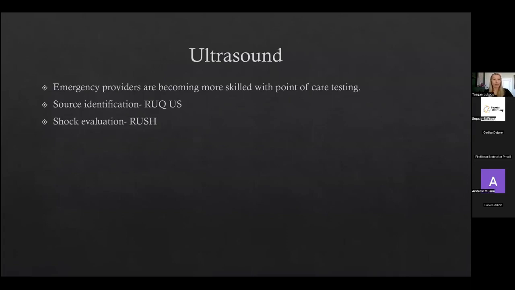And on that note, emergency providers are definitely becoming more and more skilled with point of care testing. Ultrasound has become, we call it, the new stethoscope. I don't know if it's quite there, but using this point of care testing and using ultrasound at the bedside can give you a dynamic understanding of what's happening with your patient.